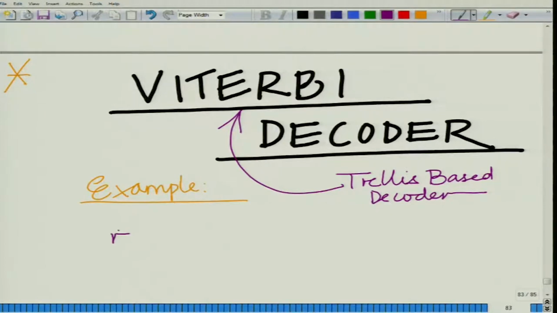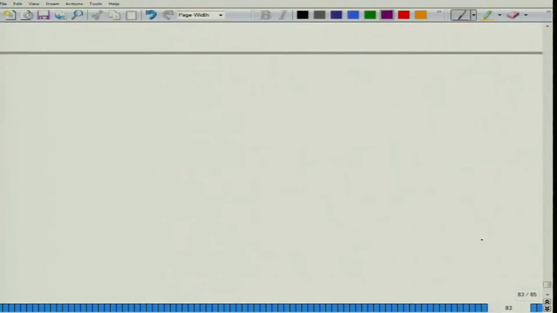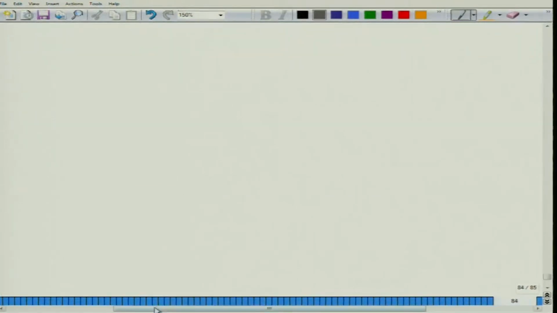Let us look at the received sequence R bar equals 1 1 1 1 1 0 0 1 1 0 1 0 1 1, 0 0 1 1 0 1 0 1 1. Now corresponding to this, let me begin by drawing the trellis diagram.